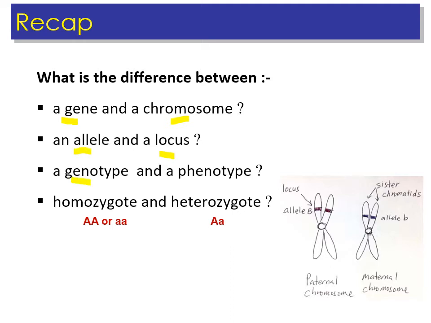Genotype is the genetic composition of an individual, whereas phenotype is the observable traits or characteristics of an individual. Homozygous is the two alleles being identical, whereas heterozygous is the two alleles having different nucleotide sequences, which may be caused by mutations.